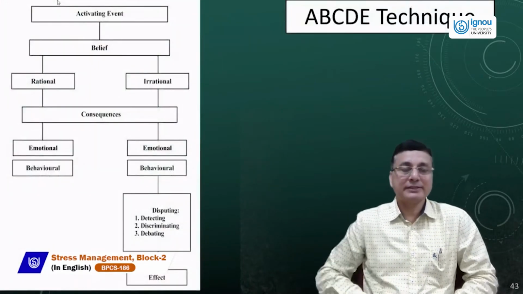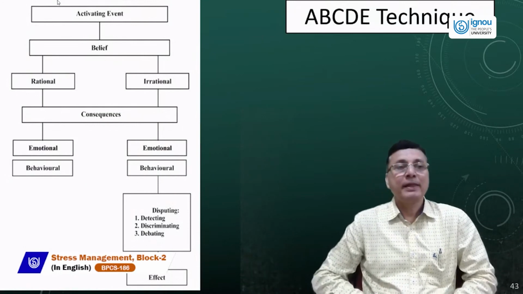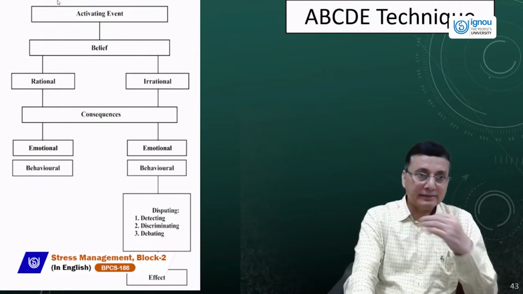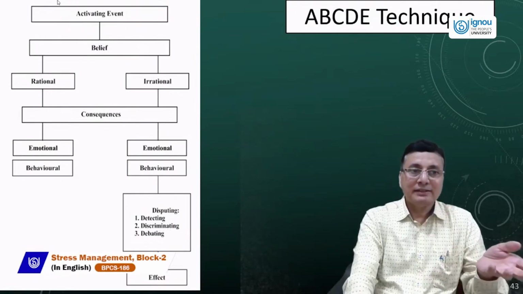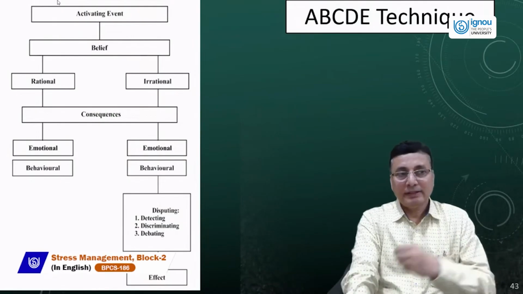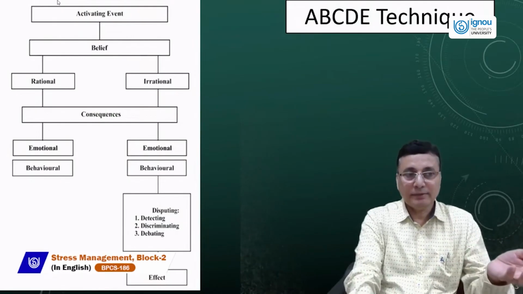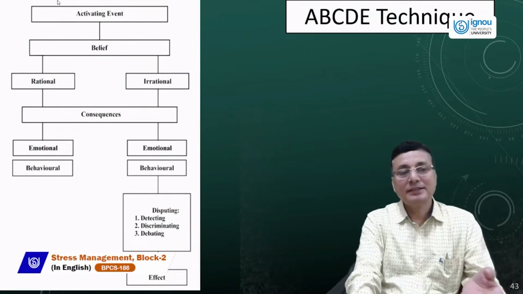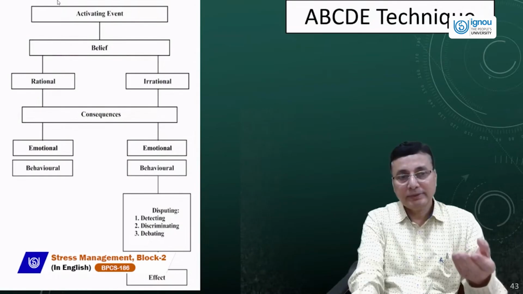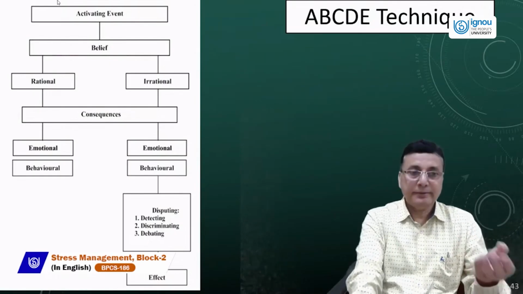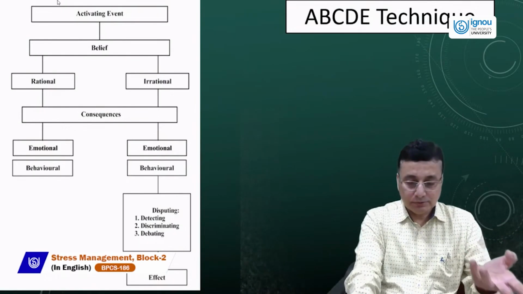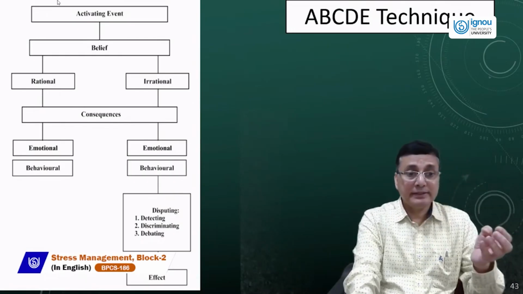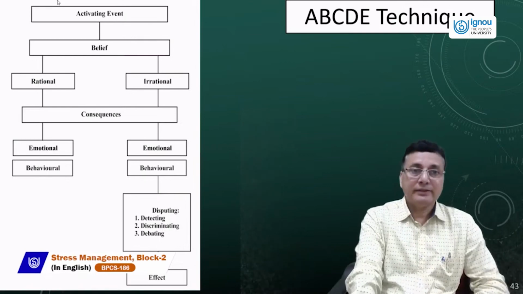So let us try to understand this from this graph. There must be some activating event, then belief, and it could be rational or irrational. Then the consequences could be emotional or behavioral. In positive terms, you feel happy or good, or you do something. Whereas in negative terms, it could be sorrow, it could be pain, and you do nothing, and then you try to dispute the belief, detecting, discriminating, and debating, and the effect will be there.